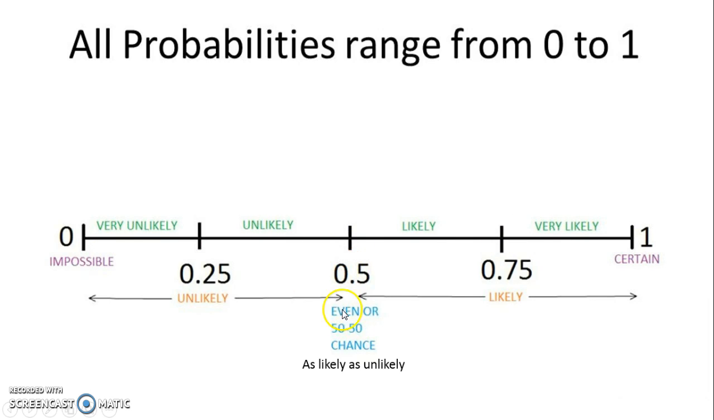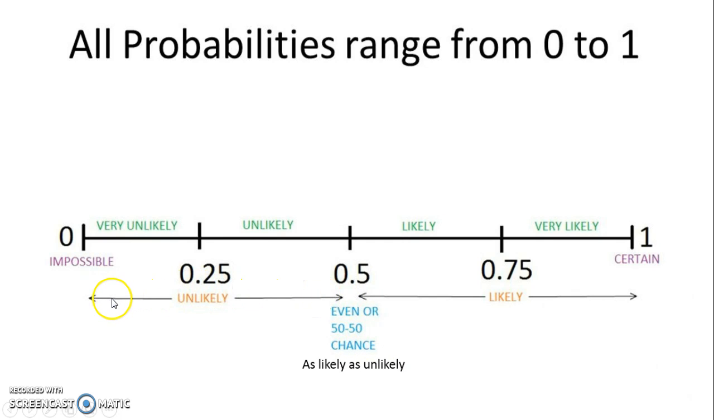So we go from impossible to certain with varying degrees of probability in between. Okay, so right in the middle is 0.5. We say that's an even chance or a 50-50 chance, or something would be as likely as unlikely to happen. And you're going to see that phrase later while you're working on your activity today during class, as likely as unlikely. That means it's 50-50, okay? It's going to happen half of the time, okay?